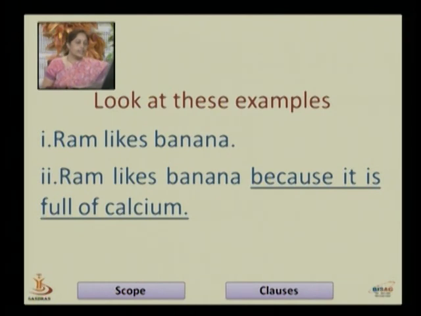And if we observe the underlined part, because it is full of calcium, and separate it from the second sentence, then we will not get complete meaning. We will not get complete thought. So it is incomplete. If we add it with main clause, then it will be completed: Ram likes banana because it is full of calcium. It adds more information to main clause.